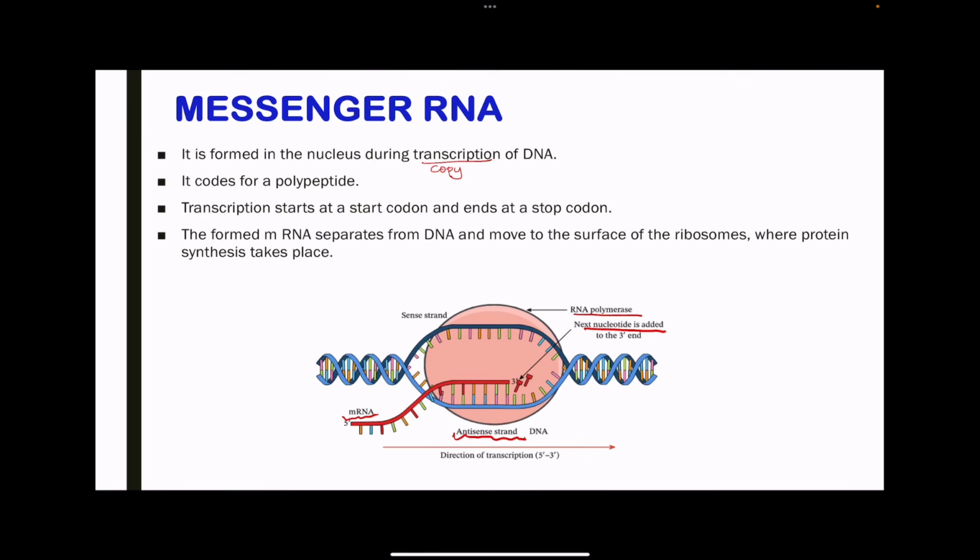So the messenger RNA carries information that codes for a specific polypeptide. Transcription occurs at a start codon and ends at a stop codon. We can see this is the process of transcription that is being described here, making a copy of messenger RNA. The formed messenger RNA separates from DNA and moves to the surface of the ribosome, basically out of the nucleus to the cytoplasm, to the surface of the ribosomes, where protein synthesis is going to take place.